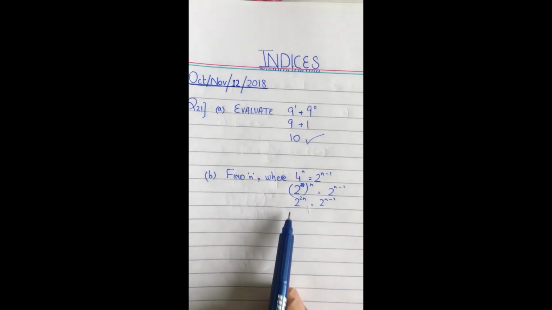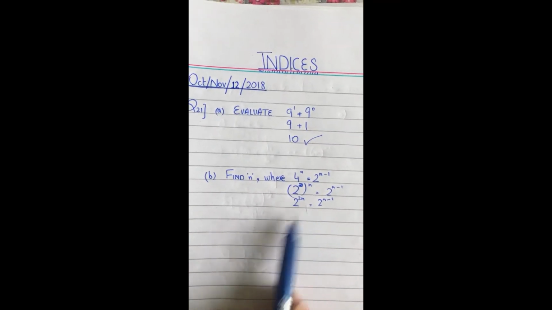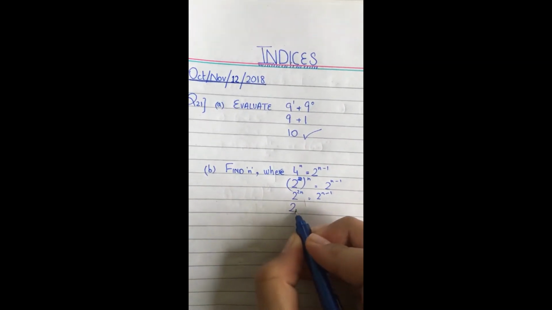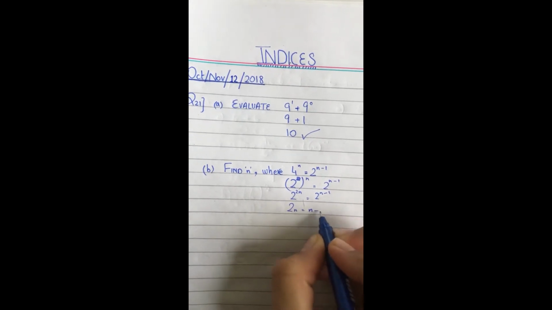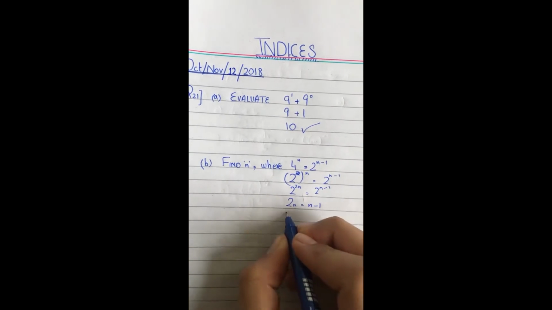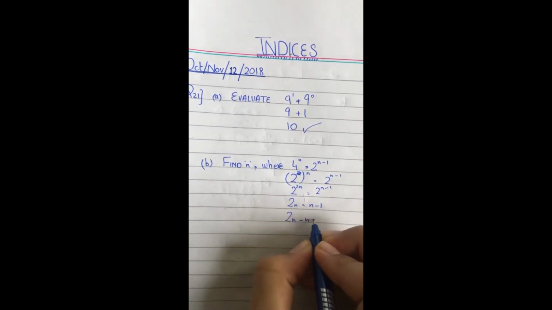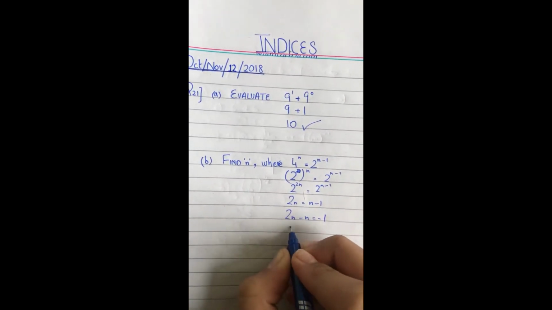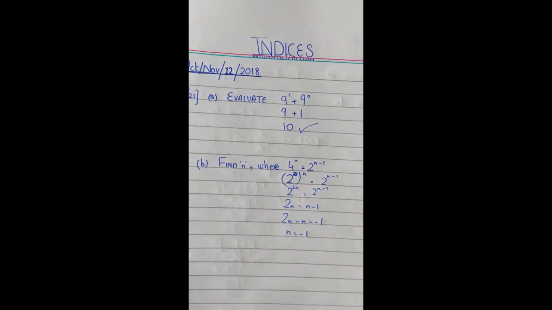Just as in the previous questions, if the base number is the same, we can cancel them out. So 2n equals n minus 1. These are the powers. Let's solve this further. 2n minus n equals minus 1. N equals minus 1. That's our answer.